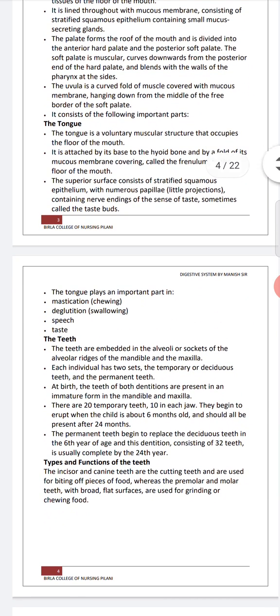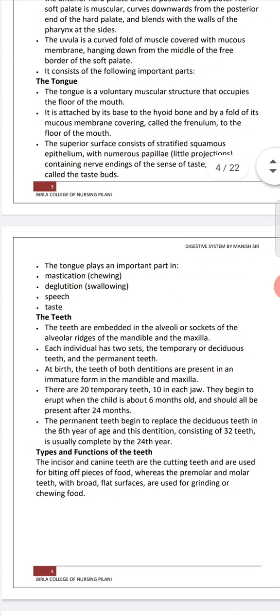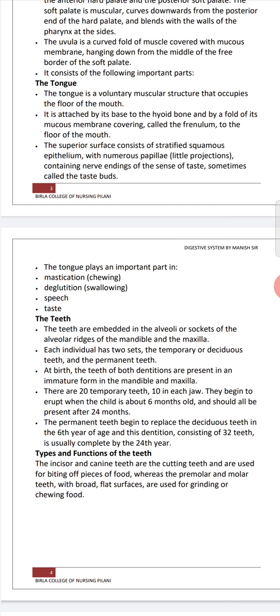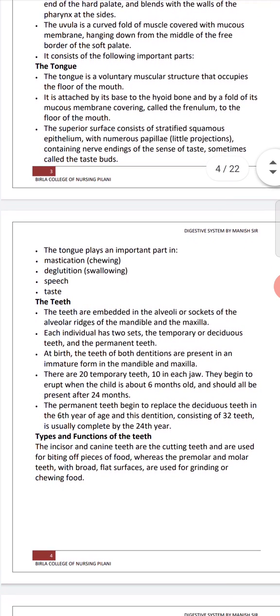Next we are talking about the teeth. The teeth are fitted into the sockets, which are called alveoli. Teeth are divided into upper teeth and lower teeth mostly. There are 32 in adults. Each individual has two sets of teeth: one is the temporary or deciduous teeth and the other is the permanent teeth.